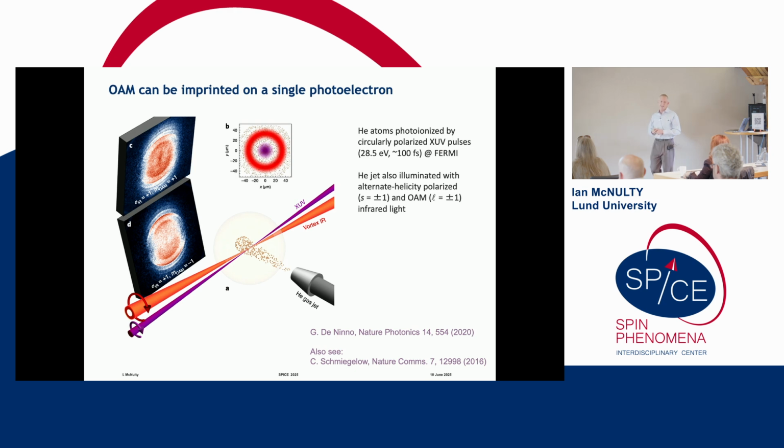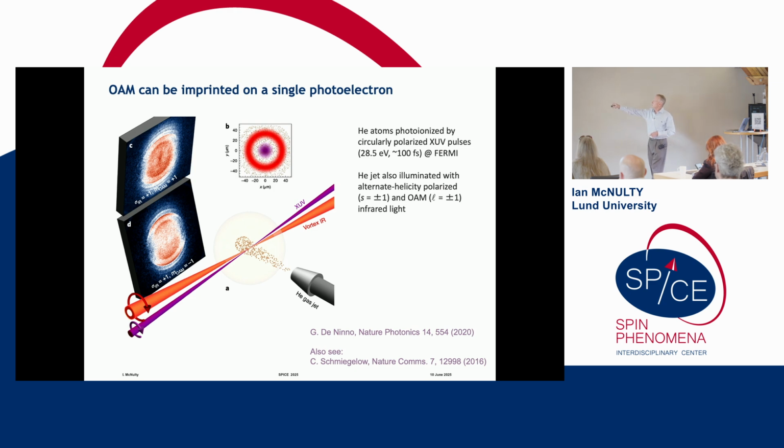Okay, quickly now, and I don't want to steal the thunder for the very nice talks to come, but I want to give those of you who may be less familiar with it some idea of the exciting work that's coming out just in the last 3 years. So we know now that orbital angular momentum can be imprinted on a single photoelectron. These are helium atoms photoionized by XUV pulses and illuminated, in this case, with an OAM imposed on the XUV beam and measured at Fermi at 24 or 28.5 eV. The signal was very clear here.